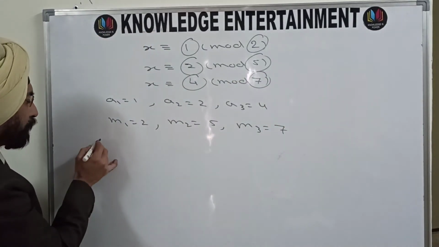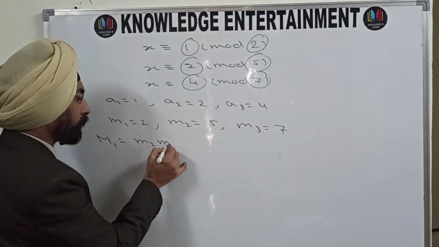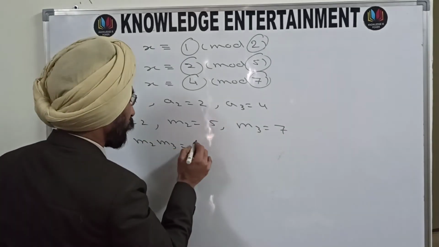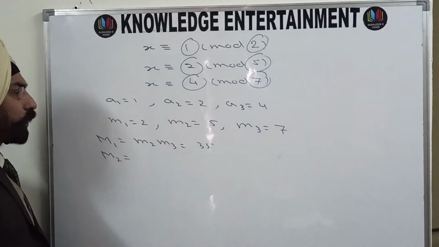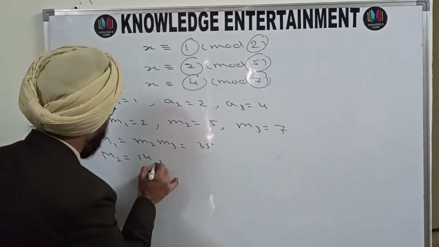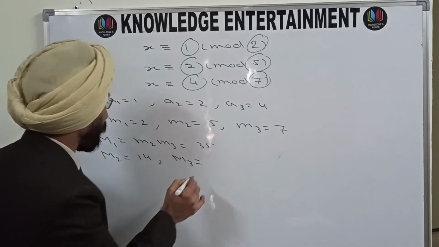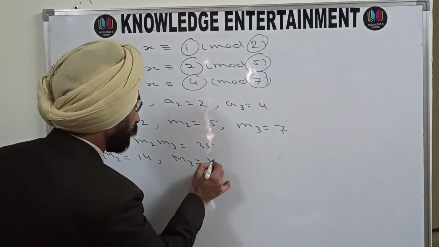So what is your capital M1? Your capital M1 is M2 into M3, 5 into 7, so it is 35. Similarly, your capital M2 is M1 into M3, 2 into 7 is 14, and your capital M3 is M1 into M2, 2 into 5 is 10.